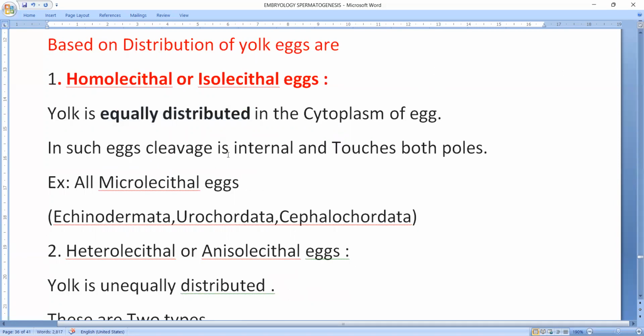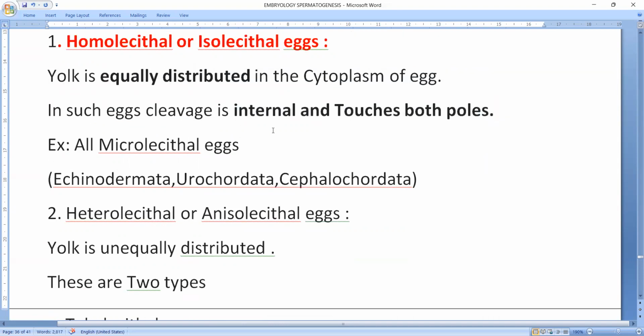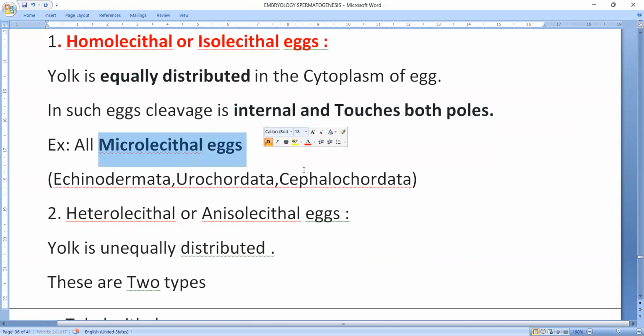In such eggs, the cleavage is generally internal and it touches both the poles. Anyway, that will come again. So you remember all the microlethal eggs are the example for the homolethal or isolethal.